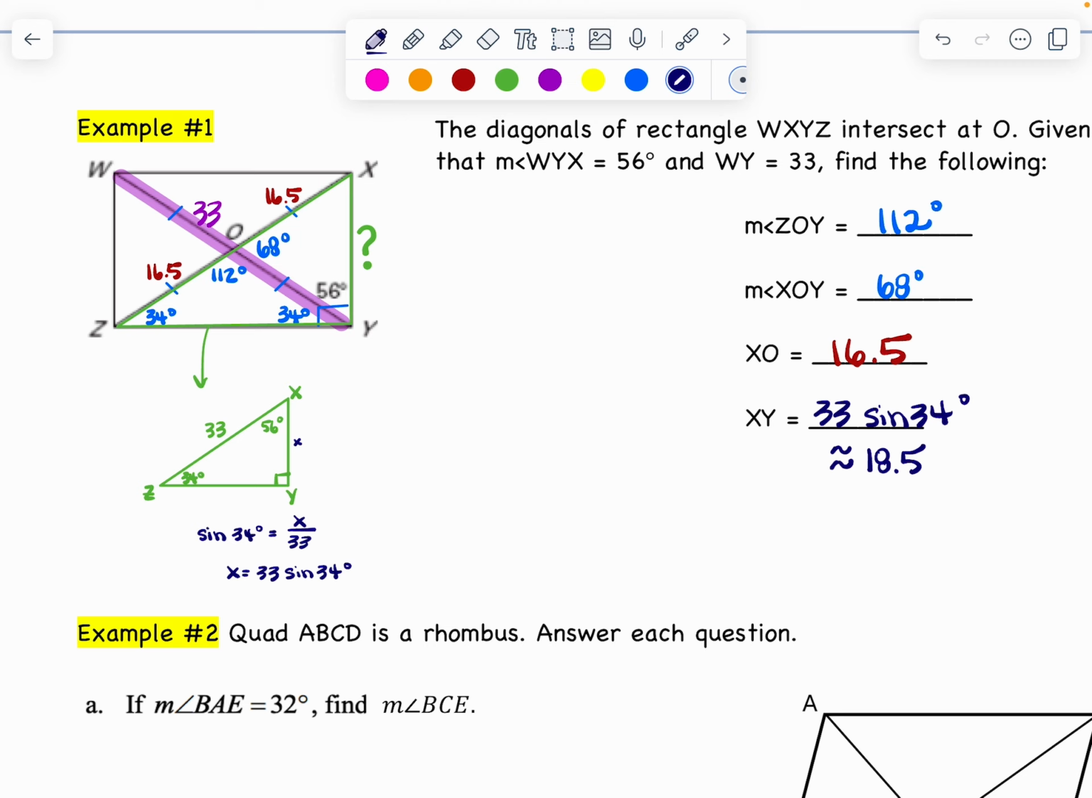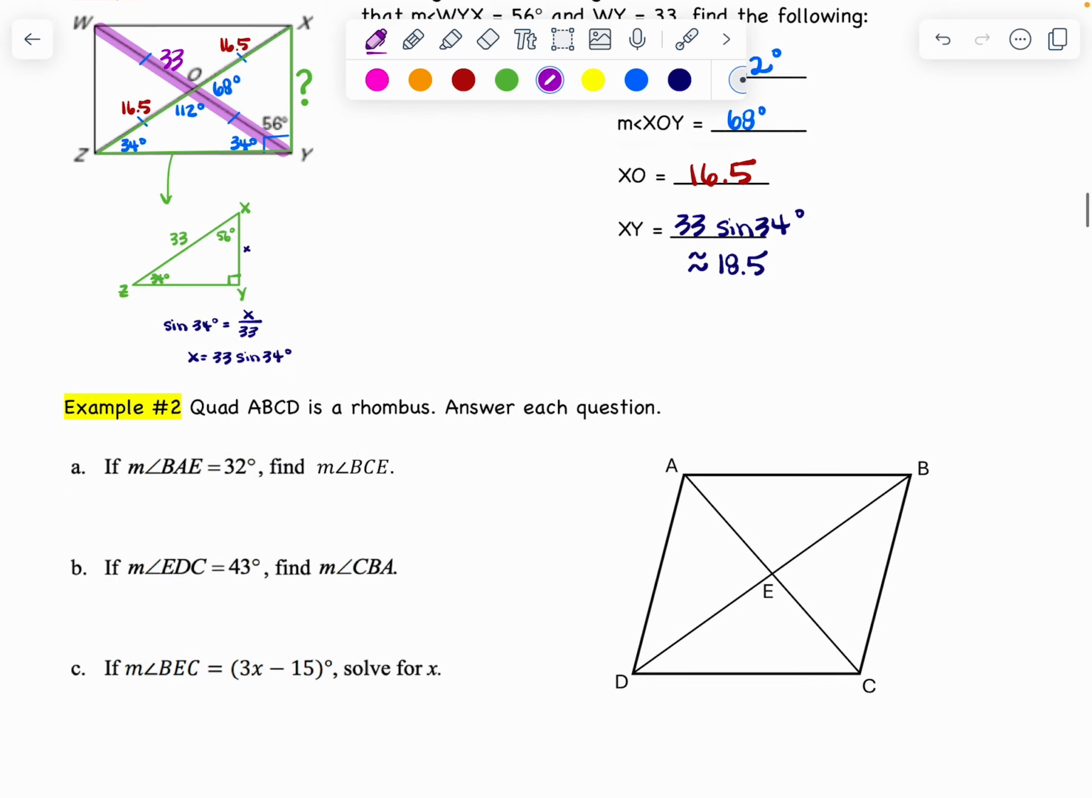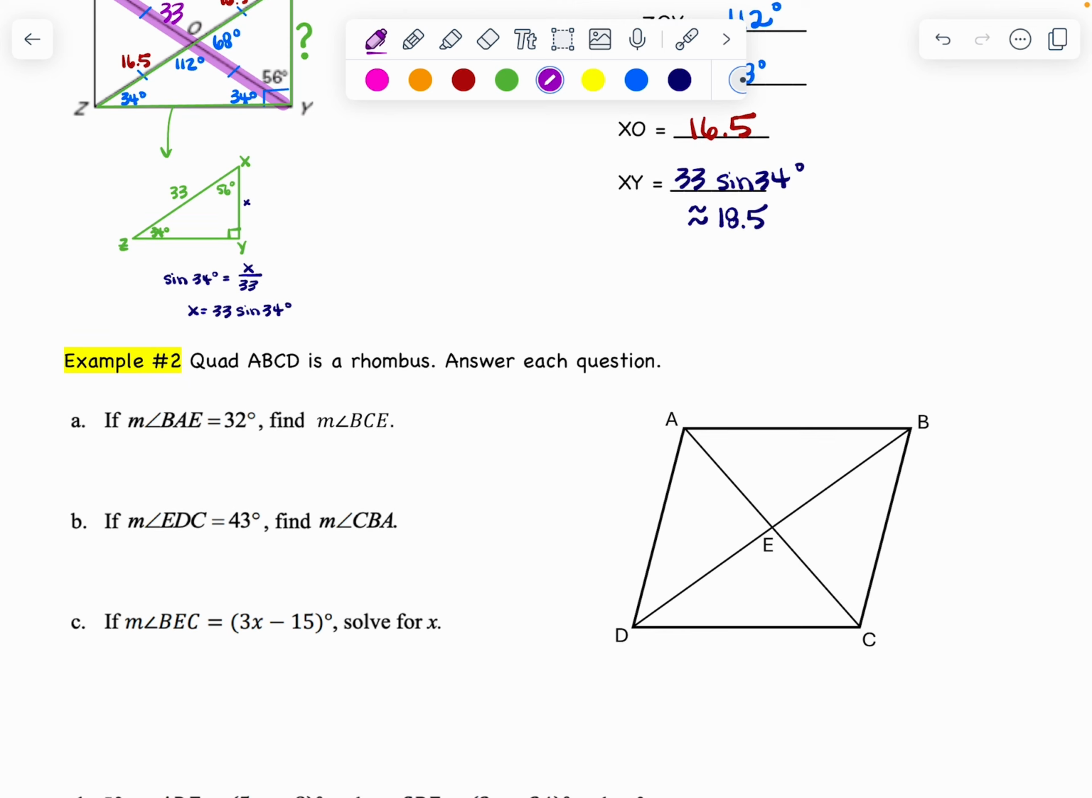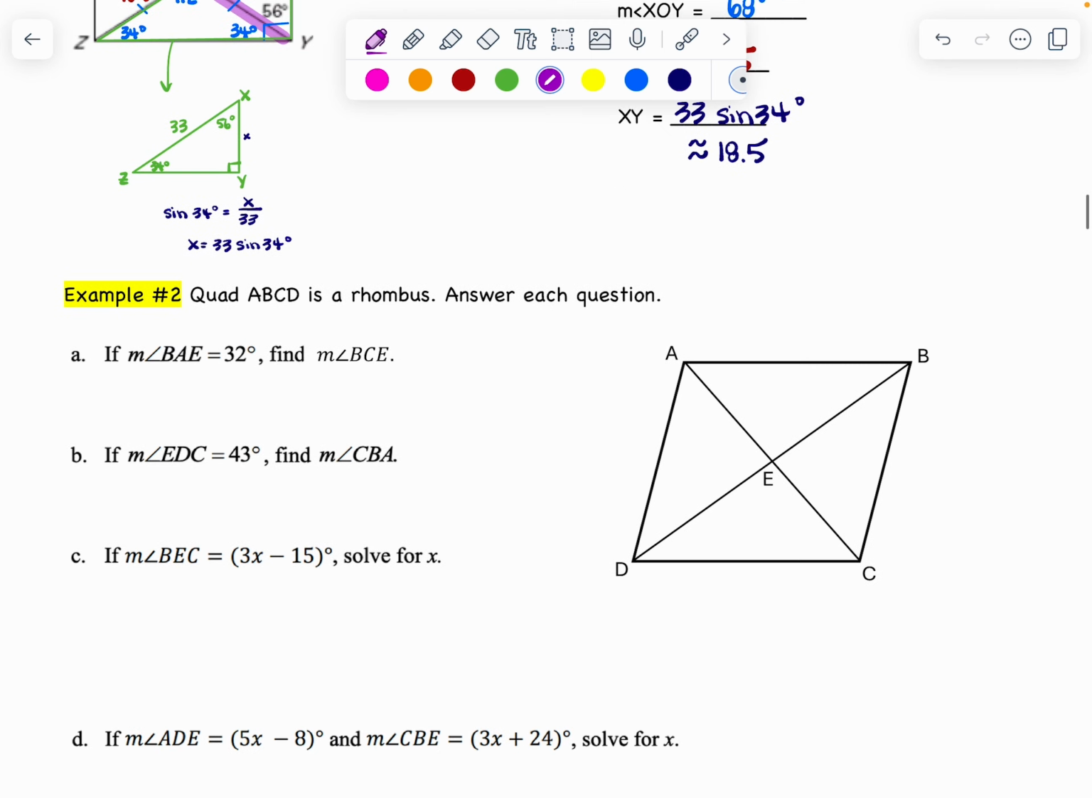Okay? So just be able to use all of that math knowledge that we have, right, to solve for any missing parts there. All right, moving along. Example number 2. We've got a rhombus. Answer each question. Okay. Let's see. The measure of BAE. Okay, BAE. So 32. So I'm going to label that. Find the measure of BCE. BCE. So we're looking for this guy right here.